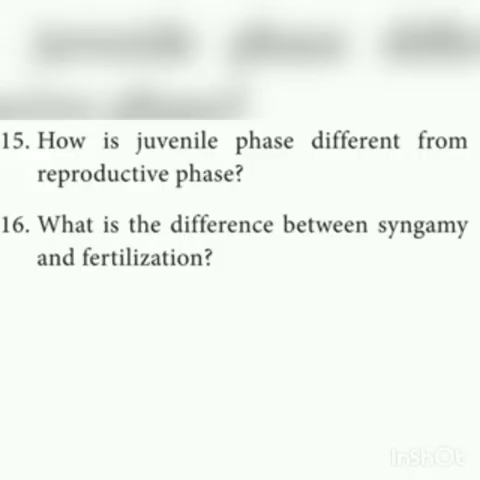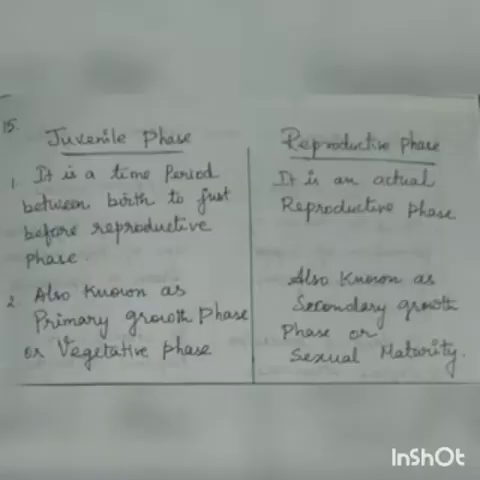And the 15th question is, how is the juvenile phase different from the reproductive phase? In the life cycle of humans, there are 3 different phases: the juvenile phase, the reproductive phase, and the senescent phase. So what is the difference between juvenile and reproductive? The juvenile phase is a period between birth and just before the reproductive phase.